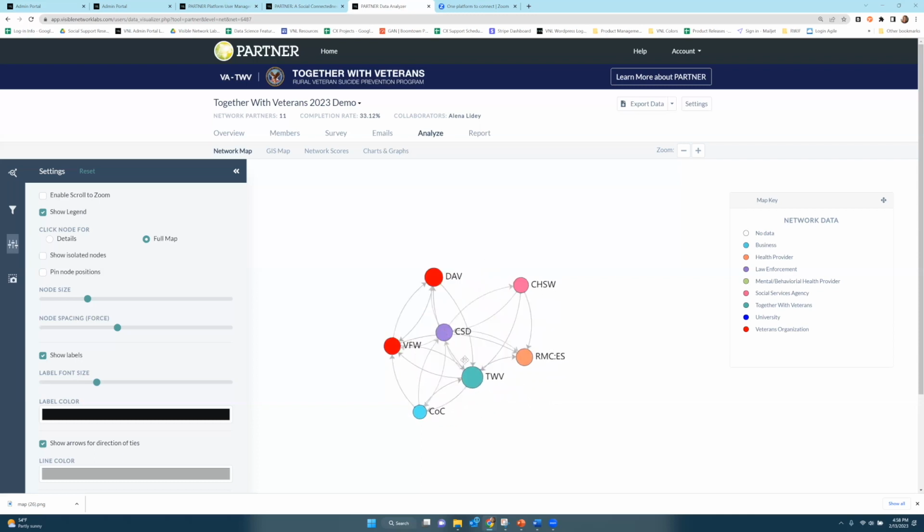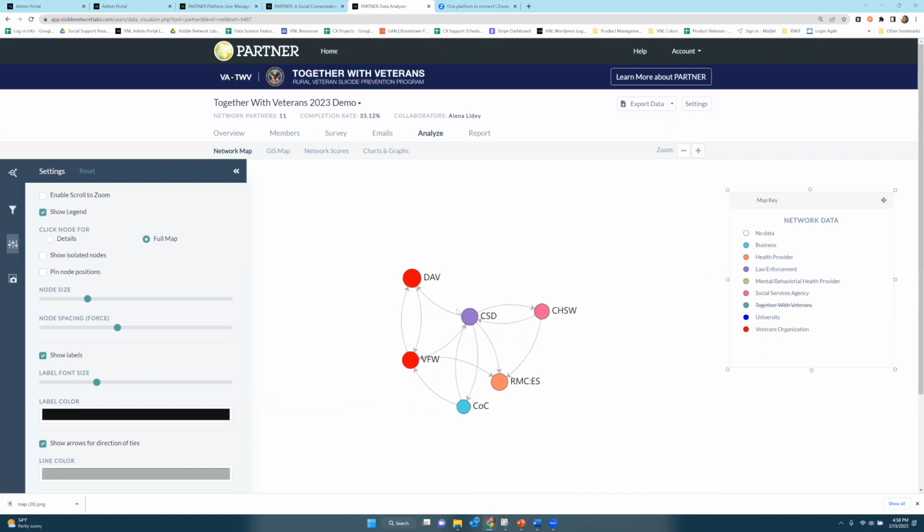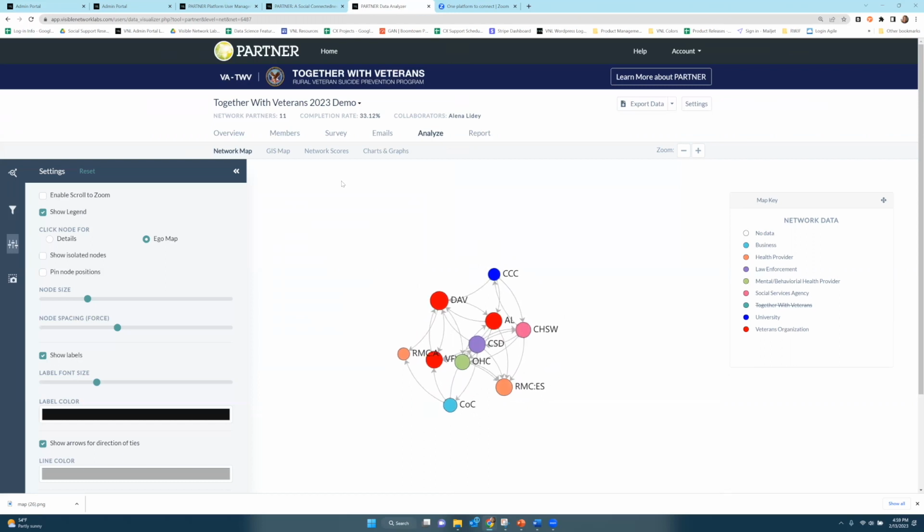But if you click on this one, you can see that they're even more coordinated with one another. But then if you took out Together with Veterans, you could see that their network is a little bit less coordinated. So Together with Veterans is really helping this organization coordinate their own network as well. So you can just play around and click around and get some more information or dive deeper into any one organization.